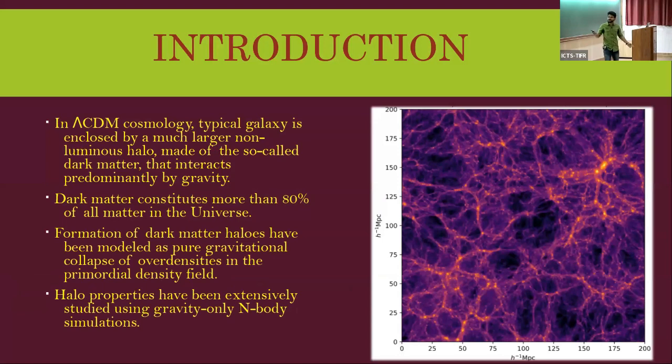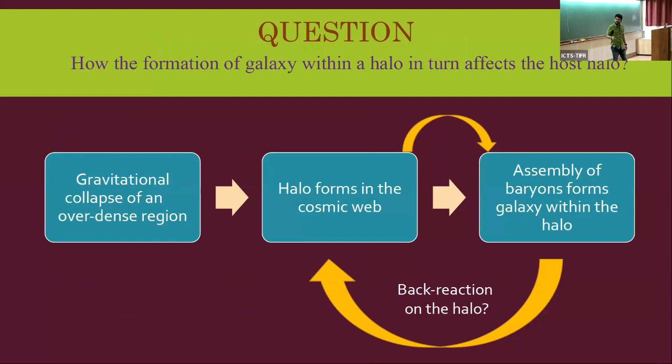So we all know that in the standard lambda CDM picture of cosmology, the galaxies are surrounded by a large non-luminous halo. It is generally understood that in structure formation, the dark matter evolves into structure and then forms a halo, and the galaxies form within it. Usually this is studied extensively using gravity-only simulations, where only gravity is assumed for evolving dark matter and forming the halos, and within these halos galaxies are then populated, or galaxy formation is done using some semi-analytical model.